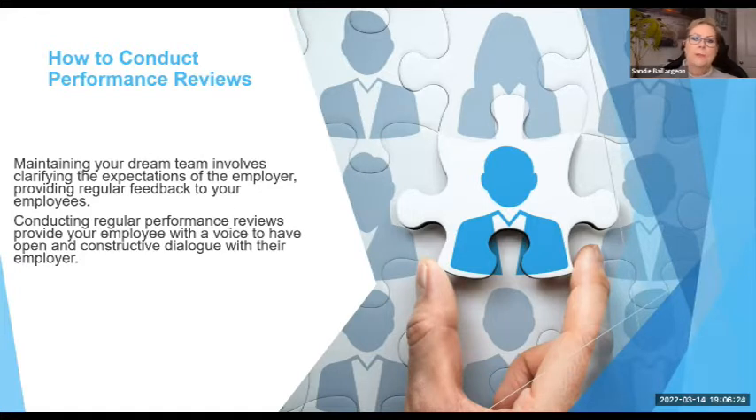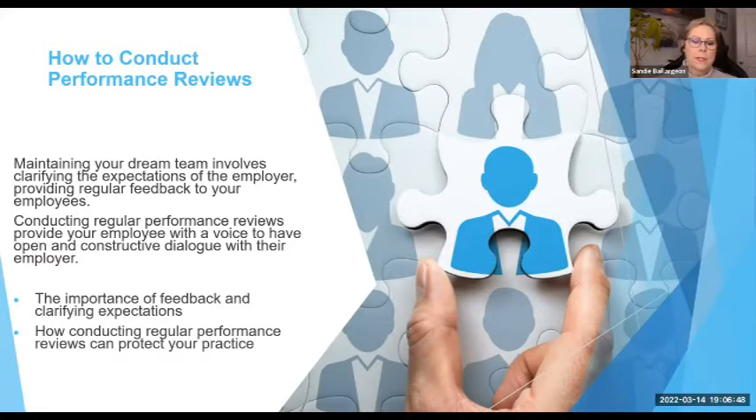Conducting regular performance reviews also provides your employees with a voice. Sometimes, well, all times during the day, it's very difficult to have a one-on-one conversation with your employees. So this may be the only time that you get to sit down with them and really listen to what their concerns are and also how they feel that they're doing. So we're going to talk about the system that will support you in doing this.